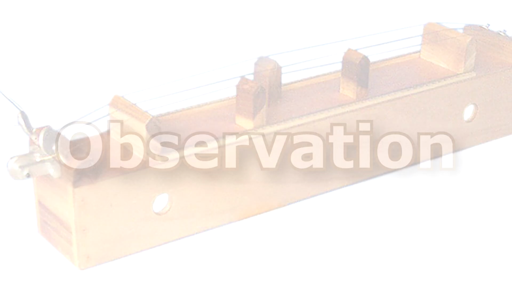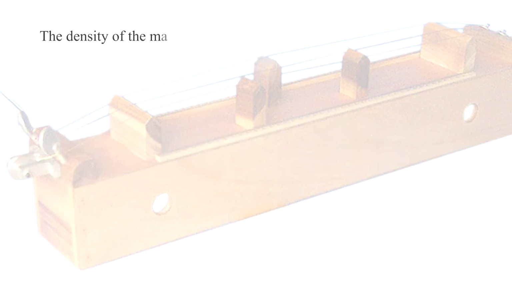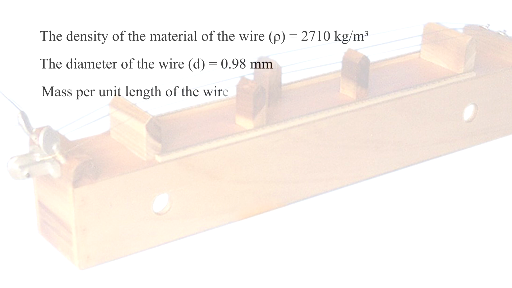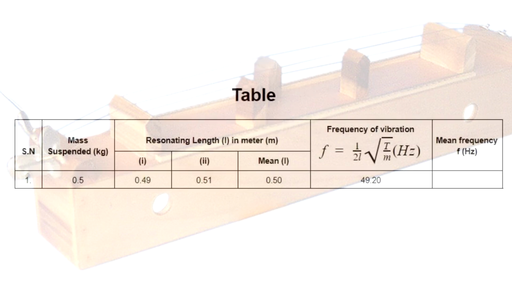Here we have the density of the material of the wire, 2710 kg per meter cube. The diameter of the wire was found to be 0.98 mm. The mass per unit length of the wire was calculated by the formula, and its value was found to be 2.04 × 10^-3 kilogram per meter. After doing some measurements, the following values were found.